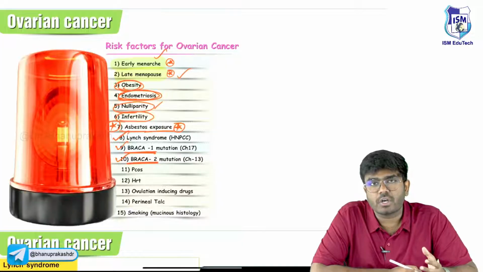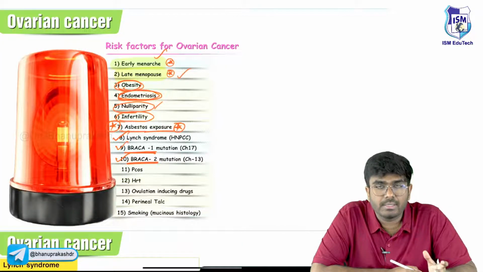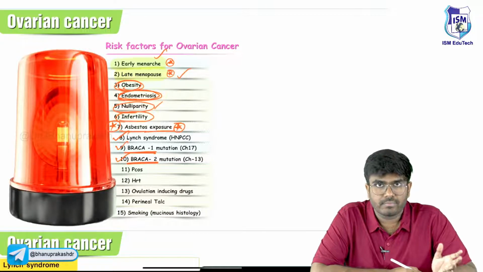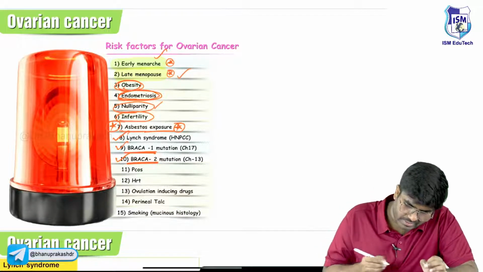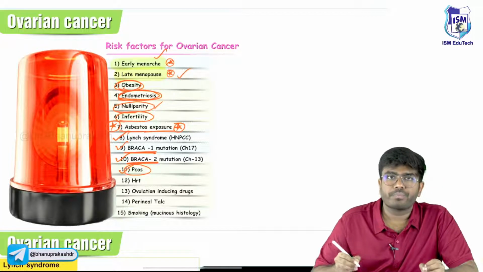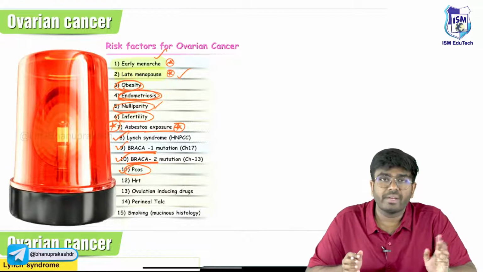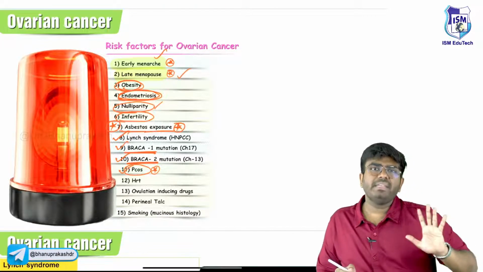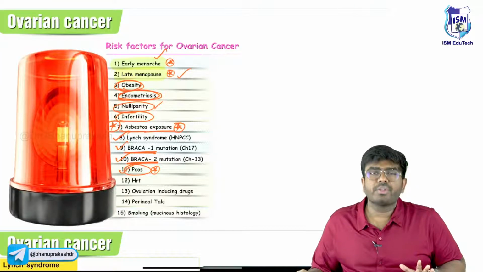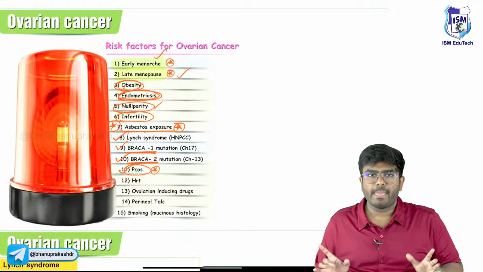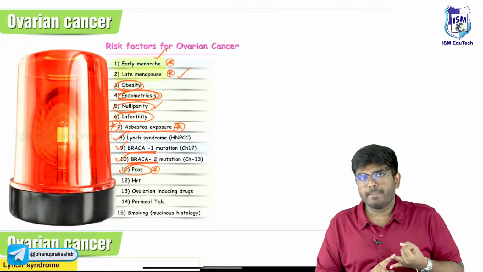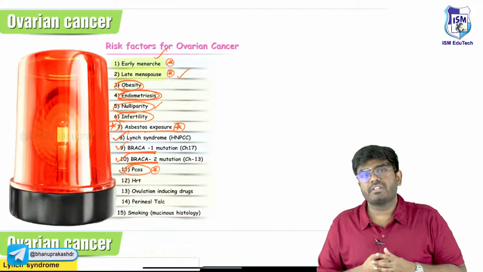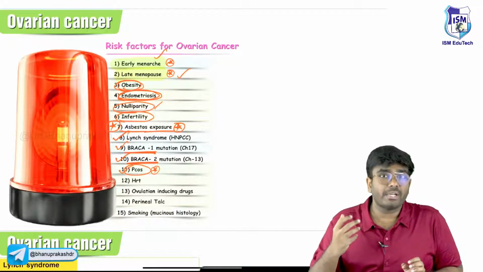Lynch syndrome, also called hereditary non-polyposis colorectal cancer, is where the patient is going to have multiple cancers, like breast cancer, ovarian cancer, and endometrial cancer. PCOS, polycystic ovarian syndrome, we'll discuss also; I have already made a video on PCOS. PCOS is also a risk factor for ovarian cancer. So the point I want you to know is that ovarian cancer is seen mainly in nulliparous, infertile, early menarche, late menopause females, and in hyperestrogenic conditions like PCOS and endometriosis.